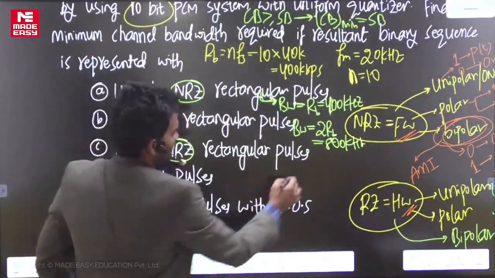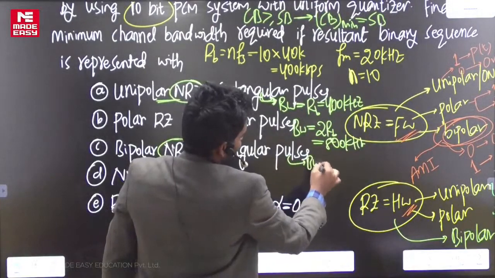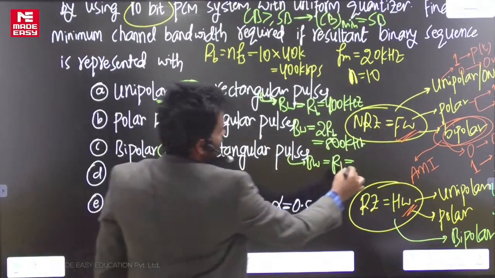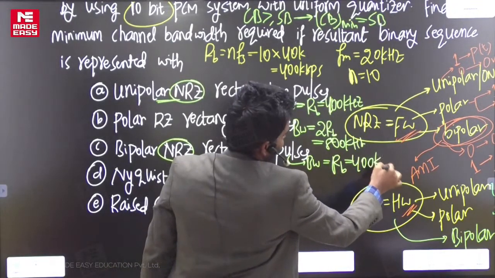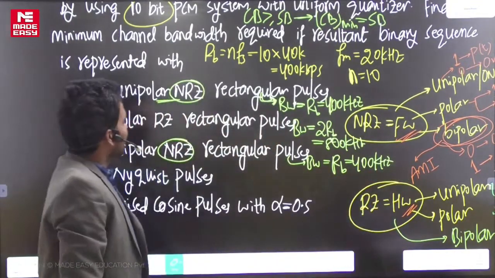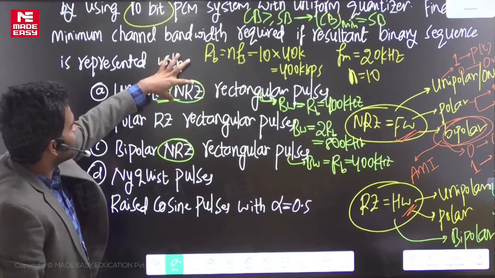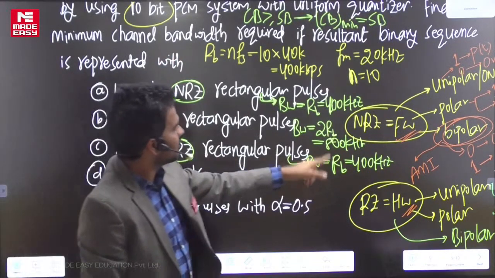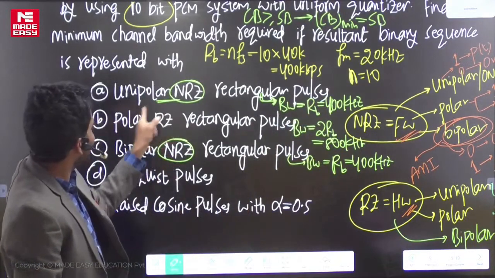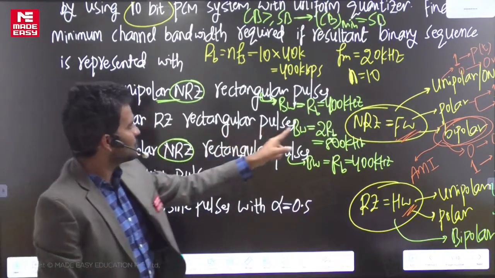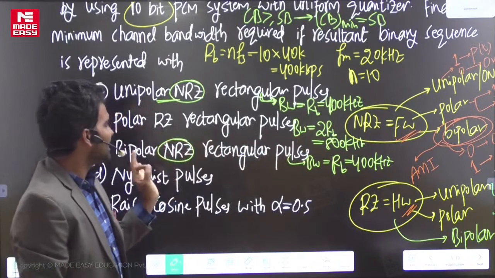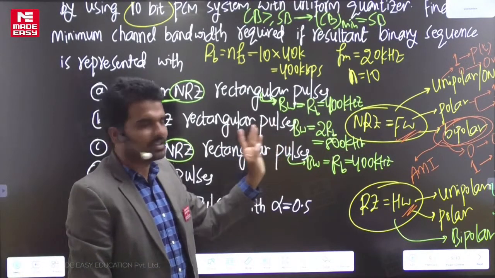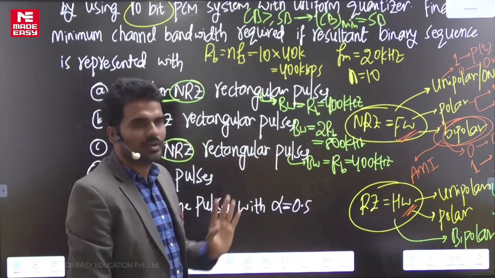So the bandwidth is RB, and RB is 400. If the given pulses are full width pulses, NRZ pulses, then irrespective of the coding, the bandwidth is RB. In the case of half width pulses, the bandwidth is 2RB. But the only exception is for the bipolar RZ case, where the bandwidth is RB only. But this is polar RZ, so the bandwidth is 2RB.